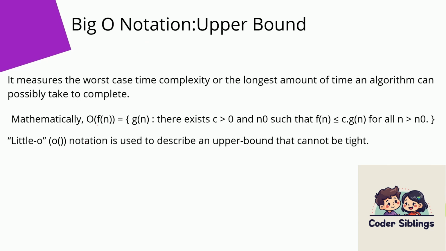Mathematically speaking, the big O notation of a function f of n can be defined as a function g of n if there exist constants c greater than 0 and n naught greater than 0, such that f of n is less than or equal to c g of n for all n greater than n naught, right? Similarly, the little o is used to describe an upper bound that cannot be tight, that is just a loose upper bound.